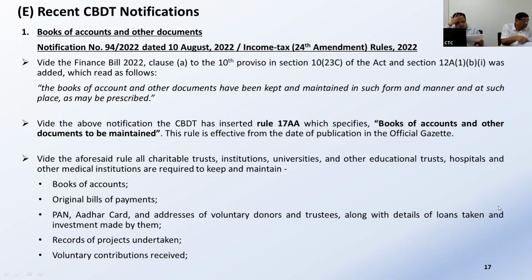Records are to be maintained at the registered office, as we discussed just now. However, they may be kept at such other place as the management may decide by way of a resolution, but that place has to be intimated to the jurisdictional AO within a period of 7 days. So this is the crux of the notification.